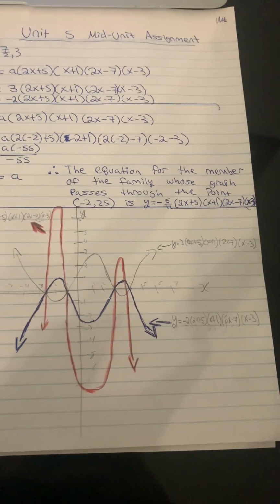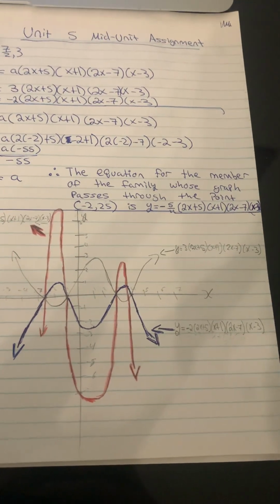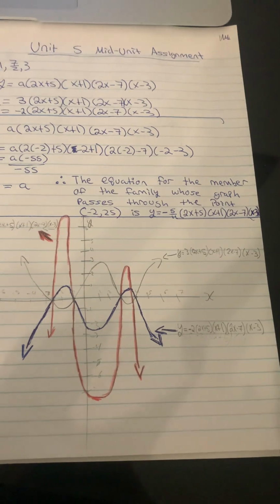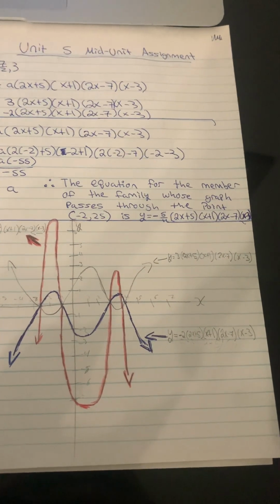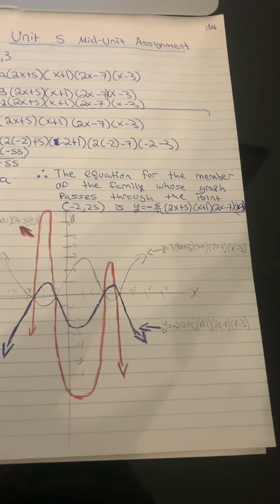So therefore, the equation for this member of the family whose graph passes through the point -2, 25 is y equals -5 over 11 times (2x plus 5) times (x plus 1) times (2x minus 7) times (x minus 3).